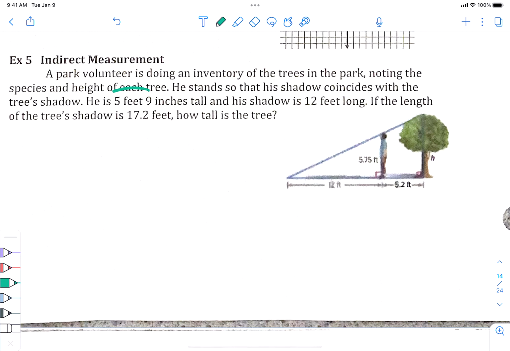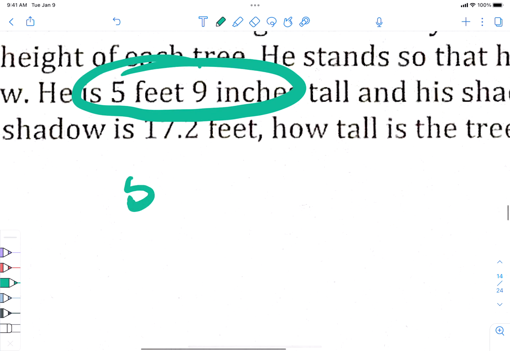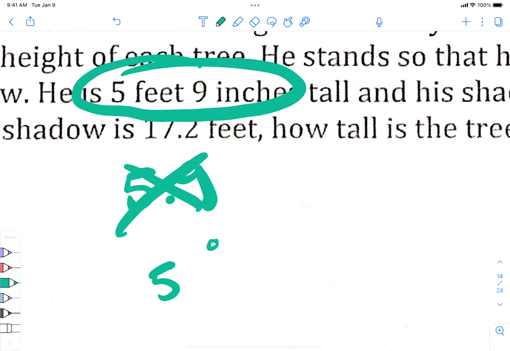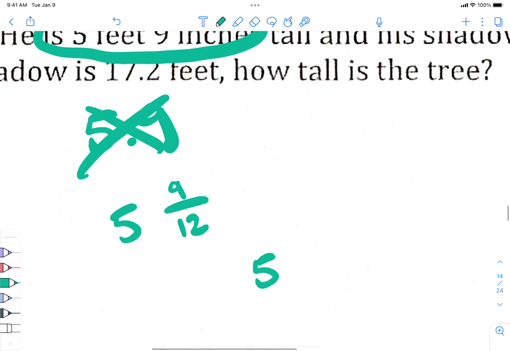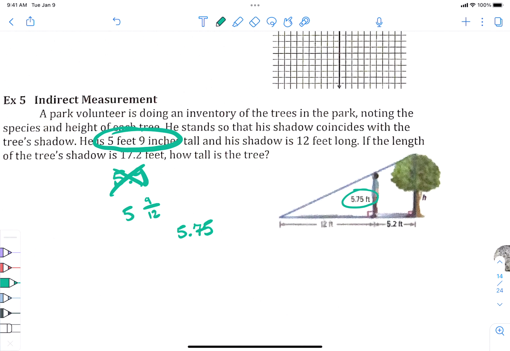Take a look at your person. He is 5 feet 9 inches. Did I yell real loud yesterday when I said that? 5 feet 9 inches is not 5.9 feet. We go 5 and 9 out of 12. What's 9 out of 12? 3/4, which is 0.75. So on the diagram, they have correctly labeled it as 5.75. So just FYI, that's where it comes from.